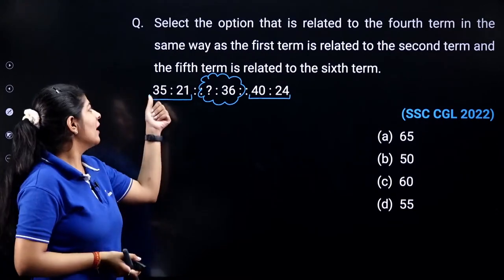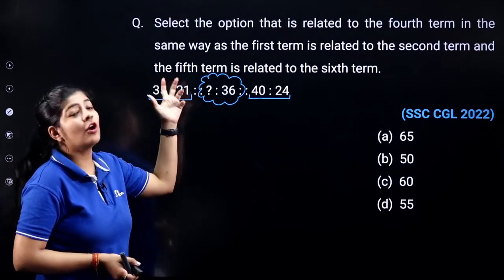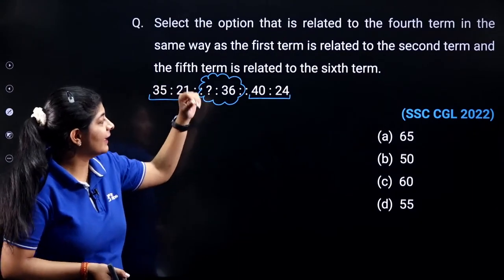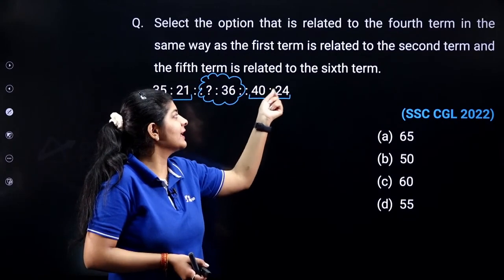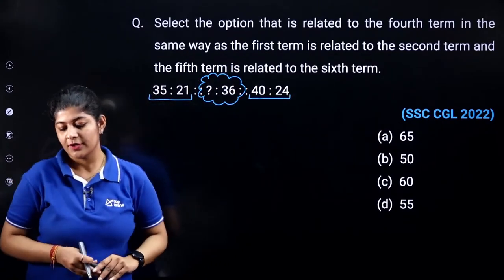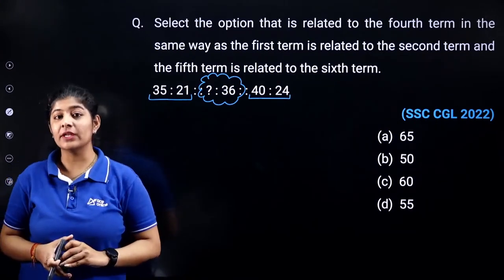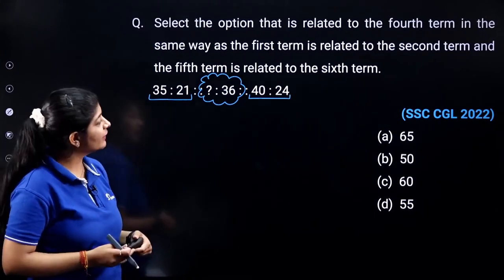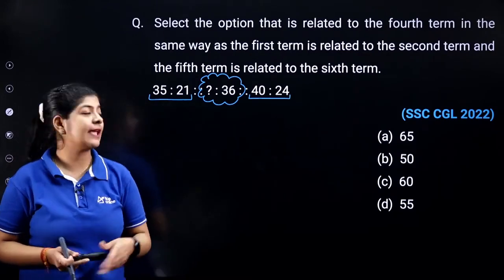You need to determine how this 35 is related or connected to 21, and in a similar manner how this 40 is connected to 24. You need to determine something common between these two given relations and apply the same thing to this one.